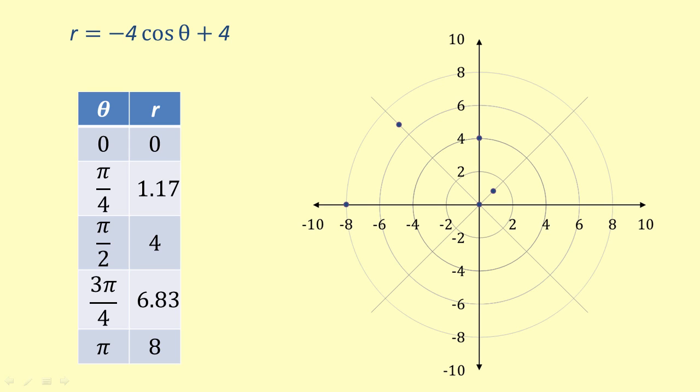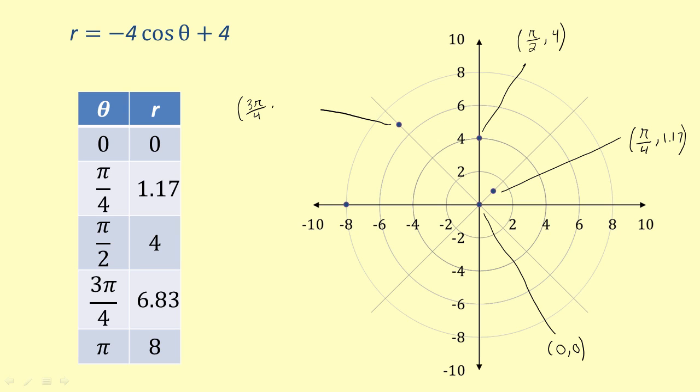The first point is at the pole, 0, 0. The additional points we calculated are at pi over 4, 1.17, pi over 2, 4, and 3 pi over 4, 6.83. The final point is the maximum value of r at pi, 8. If we draw a smooth curve through these points and then reflect that curve across the polar axis, we get this graph of the cardioid.